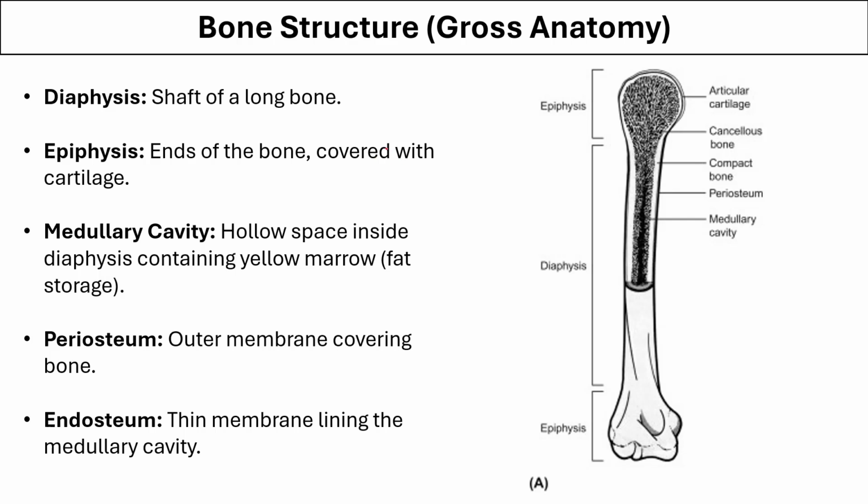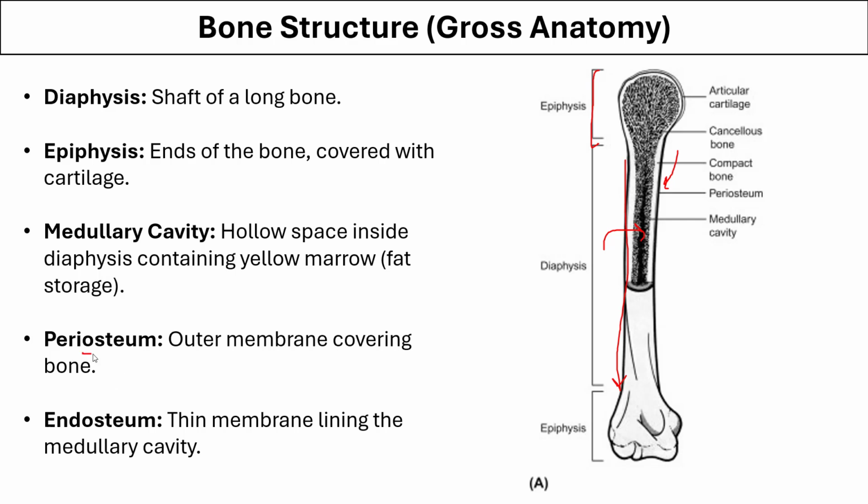In the gross anatomy of a bone, the bulgier end part of a bone is called the epiphysis, and the length of the bone is the diaphysis. The inner part of the bone is a hollow cavity called the medullary cavity. Inside the medullary cavity, you have yellow marrow, which mainly contains fat. The outer covering of the bone is called the periosteum.